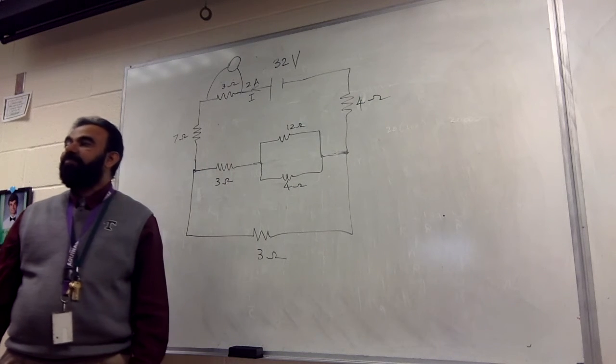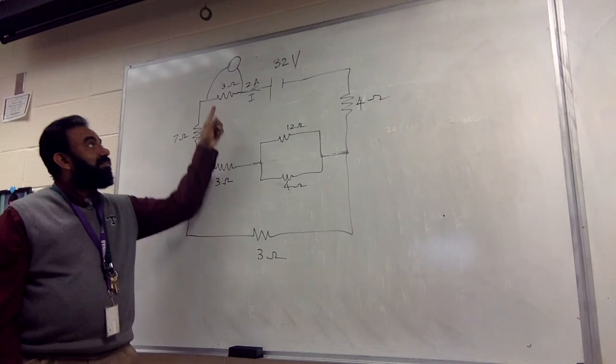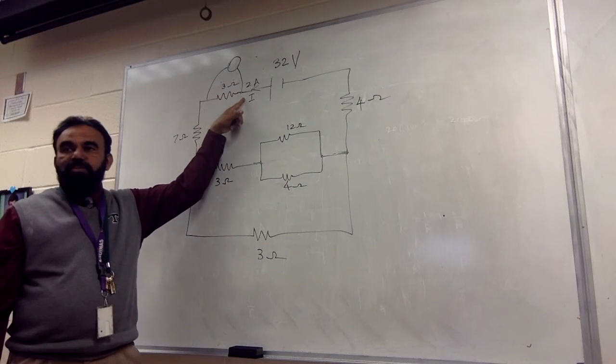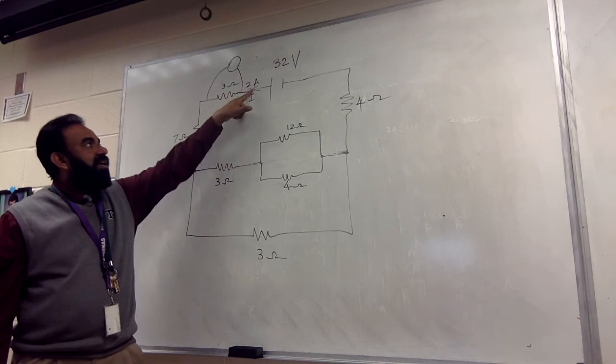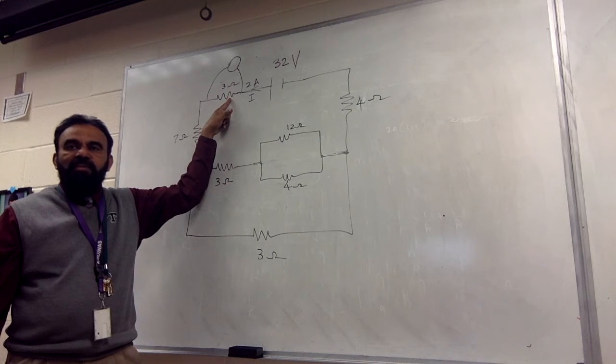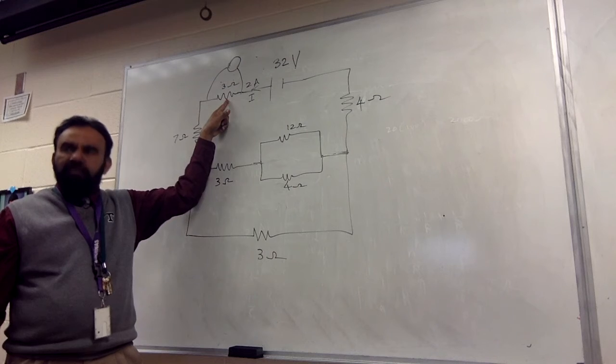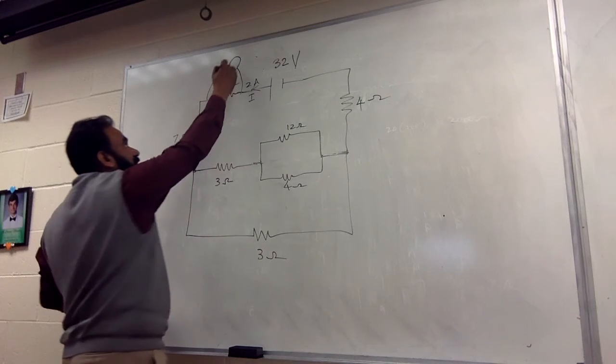Alex? If I put a voltmeter across the 3 ohms, how much should it read? Use Ohm's law. You have the current going through it, right? How much is the current going through it? 2. And the resistance is? 3. So it will be 6 volts.